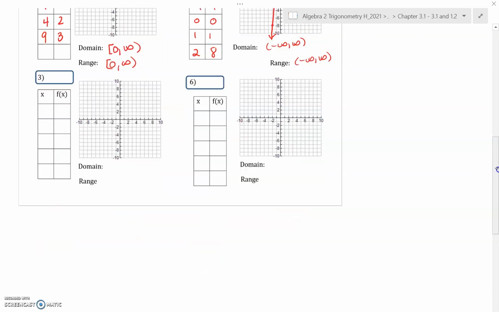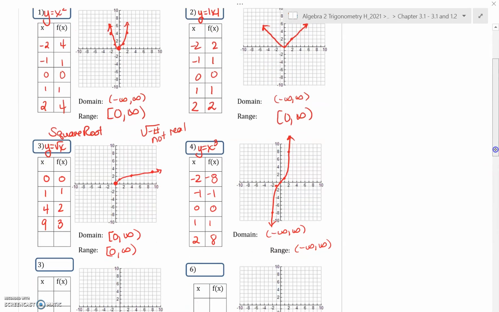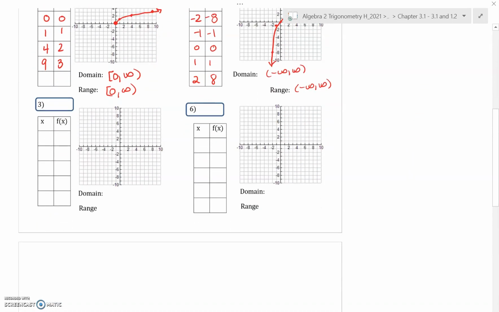Okay, so let's go ahead and do the last two. We're going to use y equals 2 to the x. This is an exponential function. And y equals x, which hopefully will be very easy. So why don't you go ahead and fill in the table. Again, you could pick any values for x that you want. I just think it might be easier if we all pick the same ones. Fill in the table, plot your points, and then write the domain and range. Go ahead and pause the video.